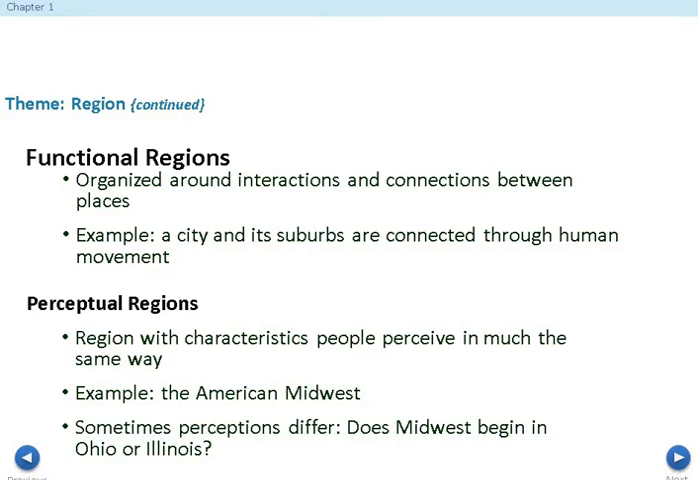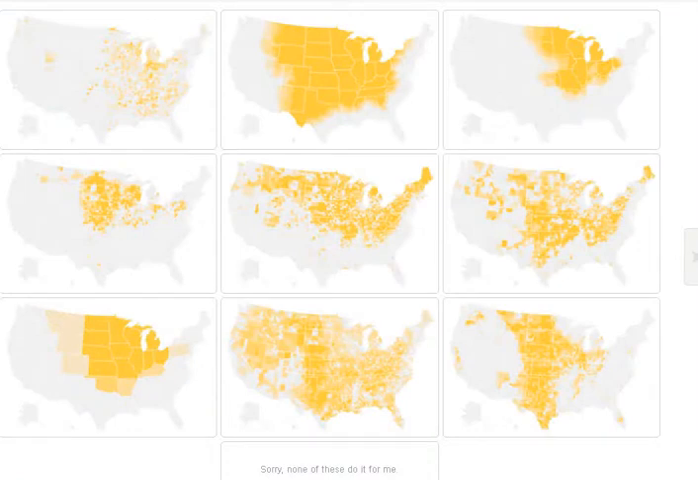A perceptual region is a region with characteristics that people perceive in the same way. For example, of a perceptual region right here, we look at the American Midwest. This is a drawing, a plotted-out graph in the New York Times, and they asked which of these is part of the Midwest. What you're going to find is that most of the time it has to do with where people live. For example, this area right here might be people from Nebraska because Nebraska is in the middle right here. But you look in the top right, and some people would not even consider Nebraska to be part of the heartland.